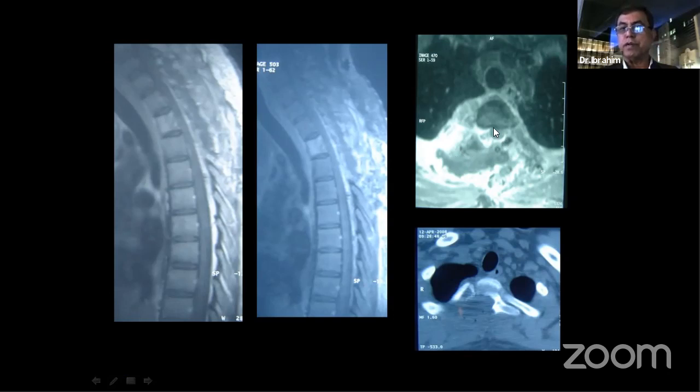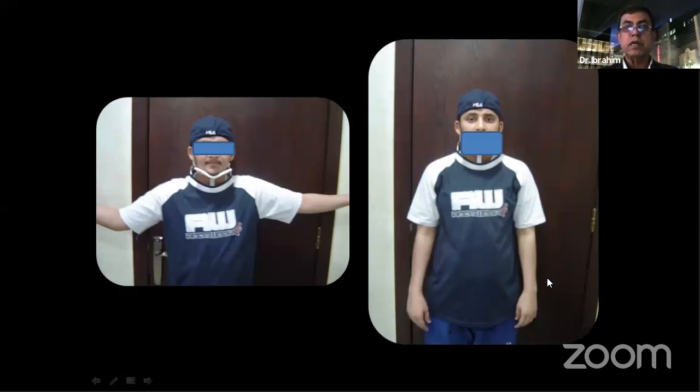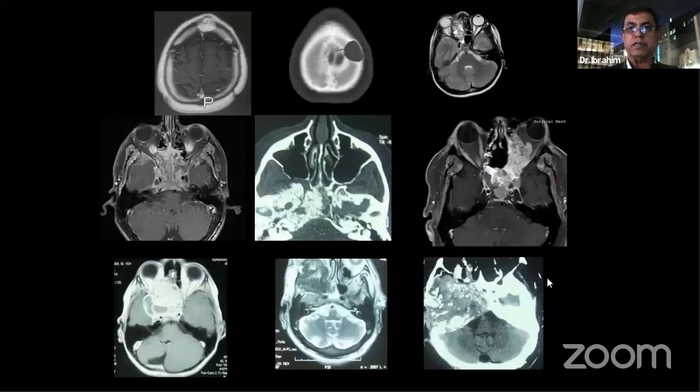You can see the cord here. Before, we could not see it. And he was able to walk, and he went with this collar as a form of immobilization. My series in the cranial department is larger.